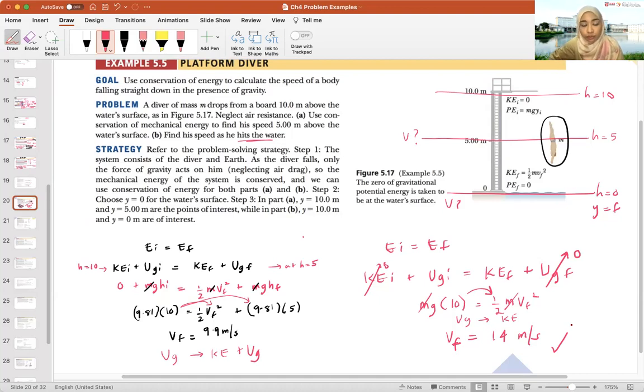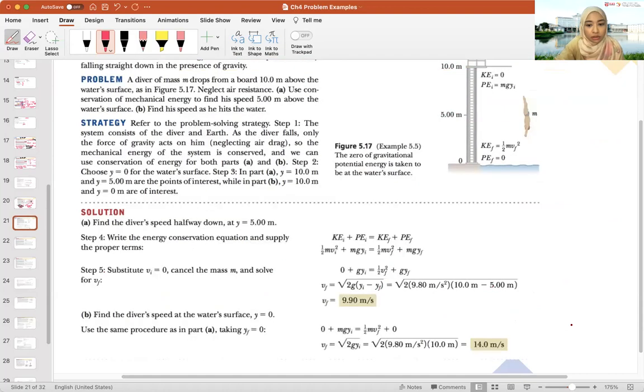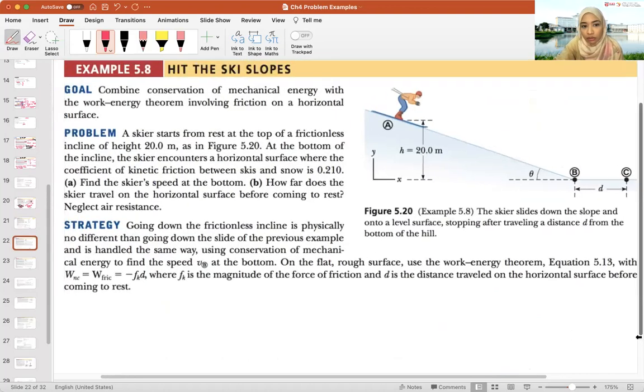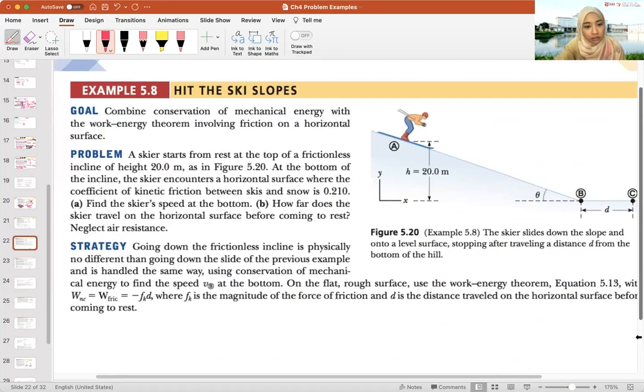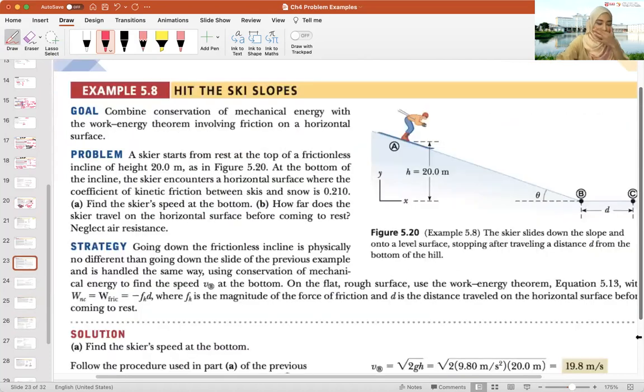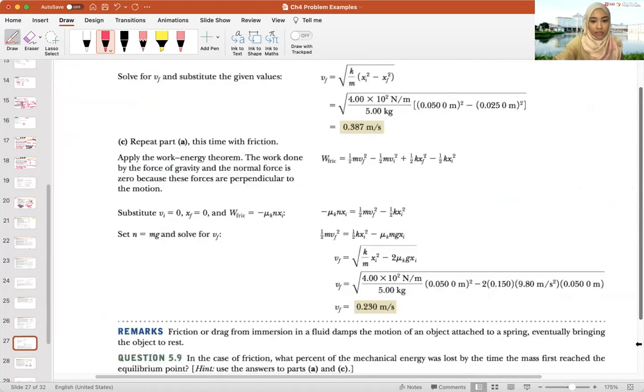Boleh guna ebook untuk baca example lain juga. We will do examples on spring lepas ni. Oh, this is another one on incline. And then ada tak spring? Spring ada, yes. Saya design saya punya problem ni ada spring. Okay, so that is it. Next class kita akan belajar pasal little bit more on MGH, and then kita akan sambung with spring punya example.